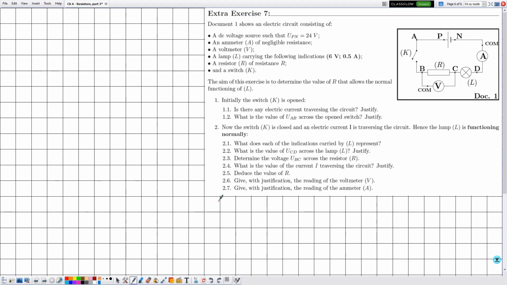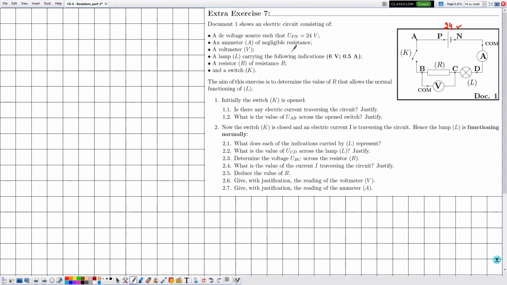Now extra exercise number 7, they are telling me document 1, they mentioned the document, now we can use it. It shows an electric circuit consisting of a DC voltage source such that UPN is equal to 24 volts. So the trick in solving such type of exercises is to write the applied voltage on the electric circuit itself, the applied voltage and the traversing current. So the value of the battery is given by 24 volts.